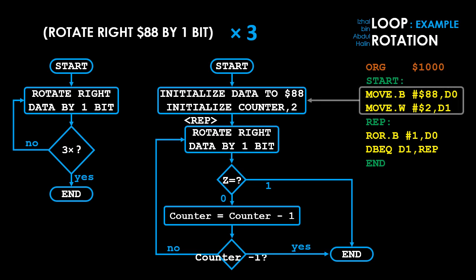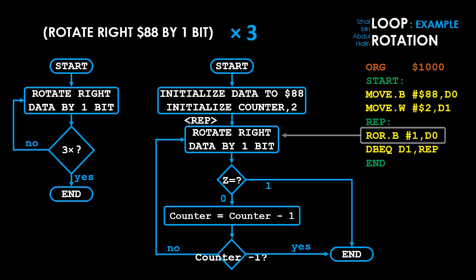Note that the operand size is .w for the second instruction. This is because .w is the default counter size for any DBcc instruction. The next instruction corresponds to this box. We will use a rotate instruction attached to label rep to rotate the contents of D0, 1 bit to the right. I chose the label name rep, which means repetition for short.